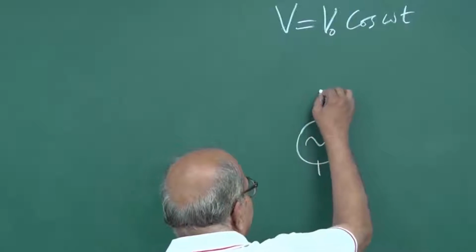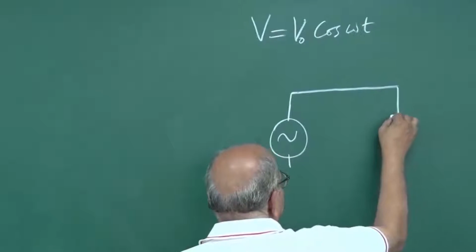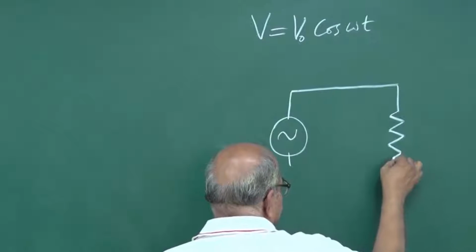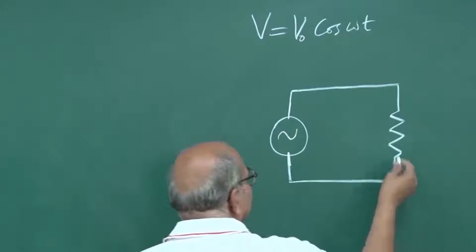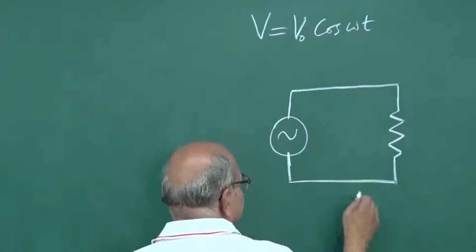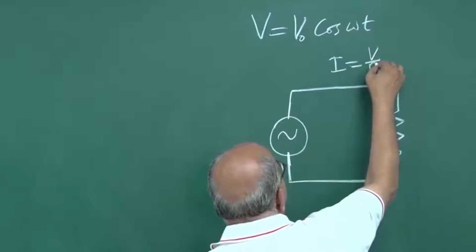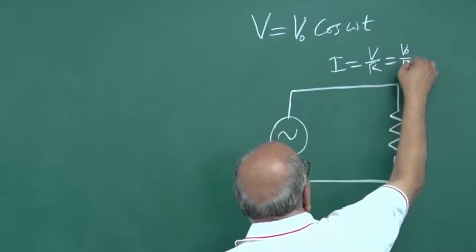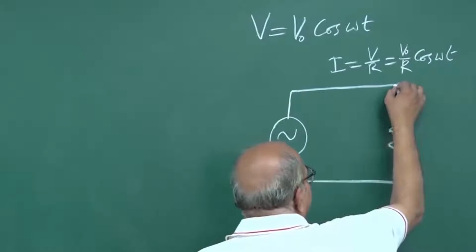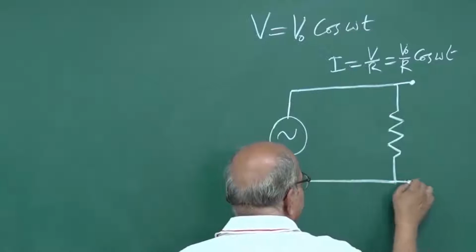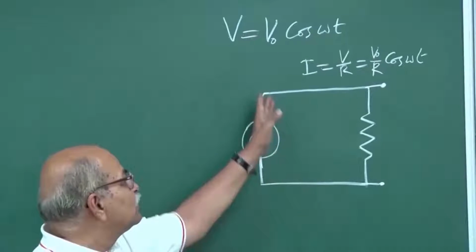And then let us say you have put this resistance here. Let us say this is just a resistance. What will happen? You will have a current, and that current will be V naught by R cos omega t, that is it. And if I ask what is the voltage appearing on this resistor, that will be the same as the voltage appearing here.